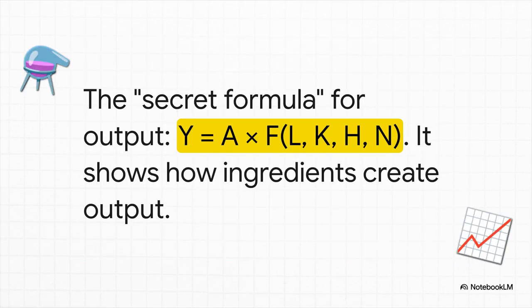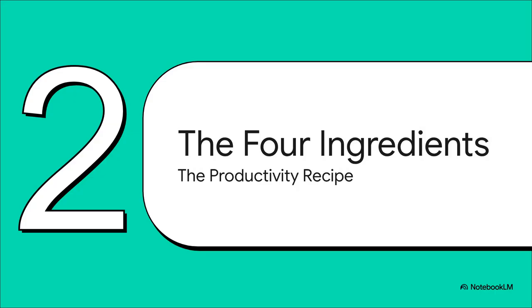Okay, so economists have this kind of secret formula they use to think about all this. It's called the production function. I know it looks a little scary with all the letters, but it's actually pretty simple. All it's saying is that our total output, that's the Y, is basically a function of a few key ingredients, all supercharged by our level of technology, which is A. So what are these key ingredients in our recipe for economic growth? Let's break down the 4 big ones that determine just how productive a country can be.